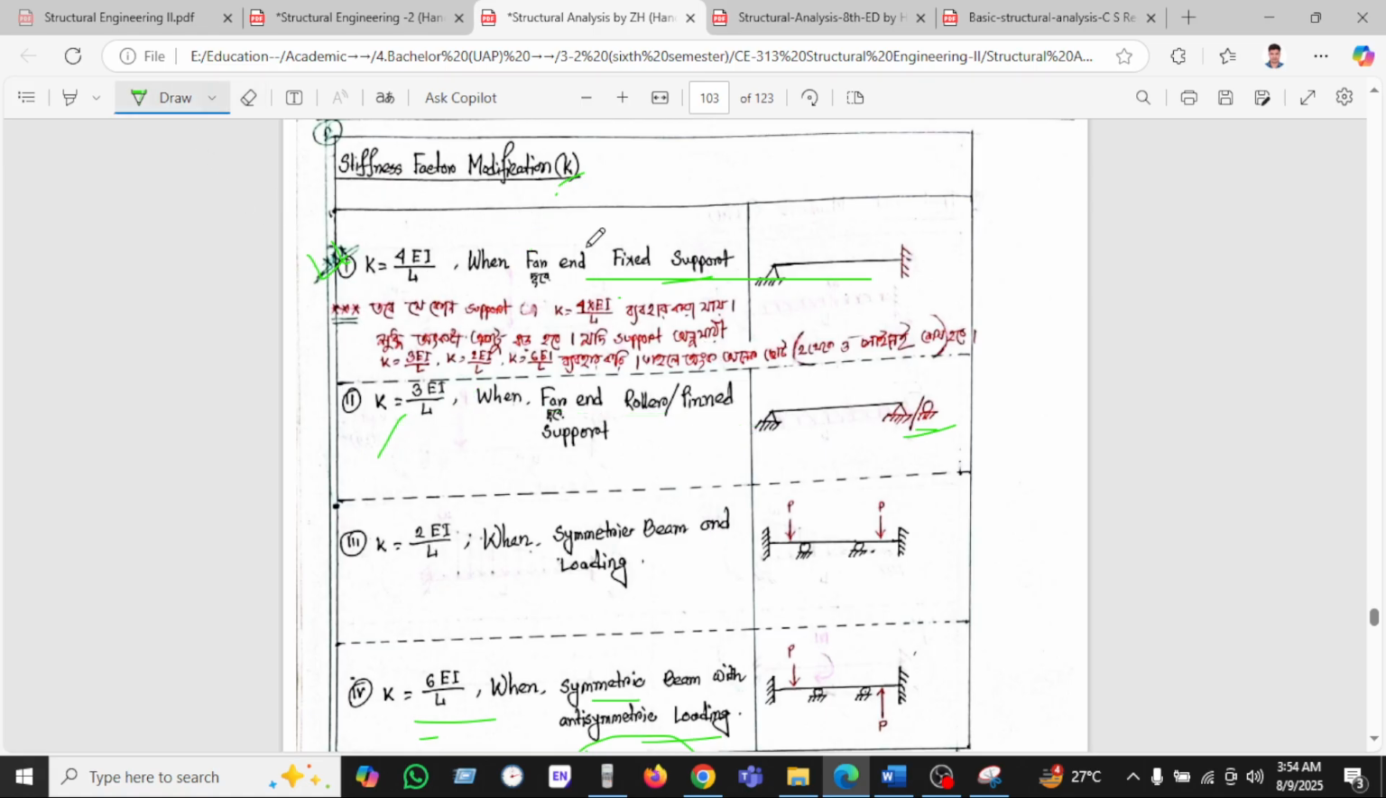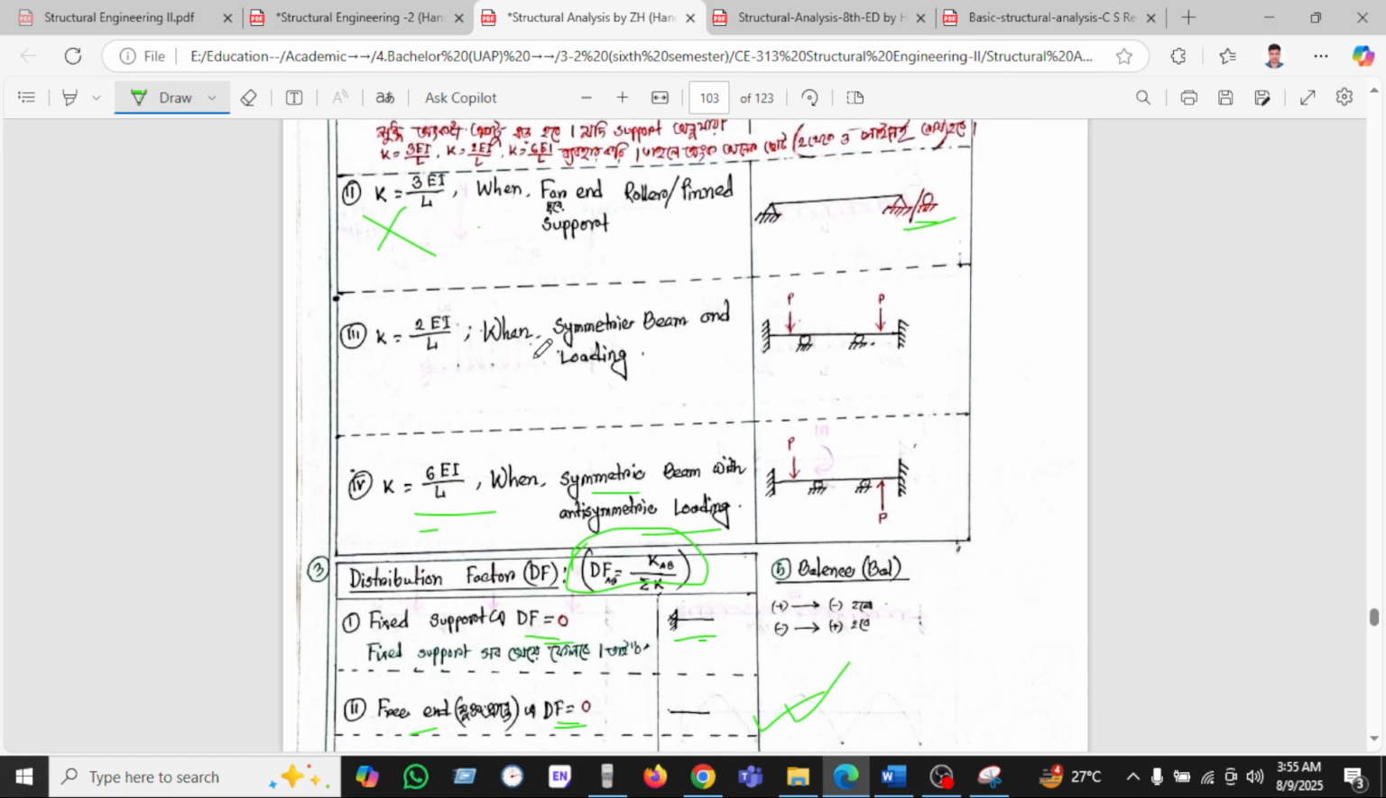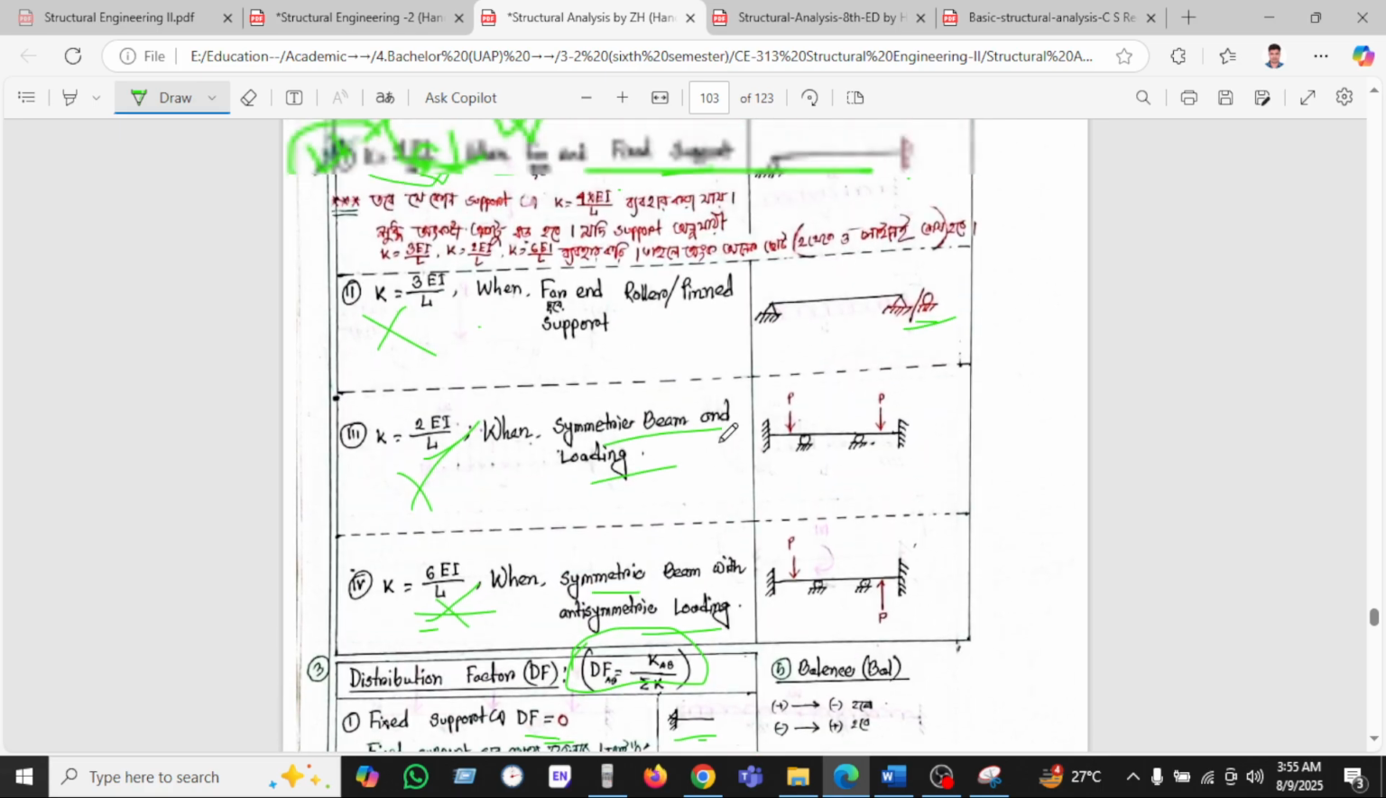Now the stiffness factor modification factor. The stiffness is 4EI by L when the far end is fixed. When the far end is a roller, we can use 3EI by L, but we should not use it. We can always use 4EI by L. We can also use 3EI by L for a pin with symmetric loading, and for a symmetric beam with asymmetric load, but we will not use this.